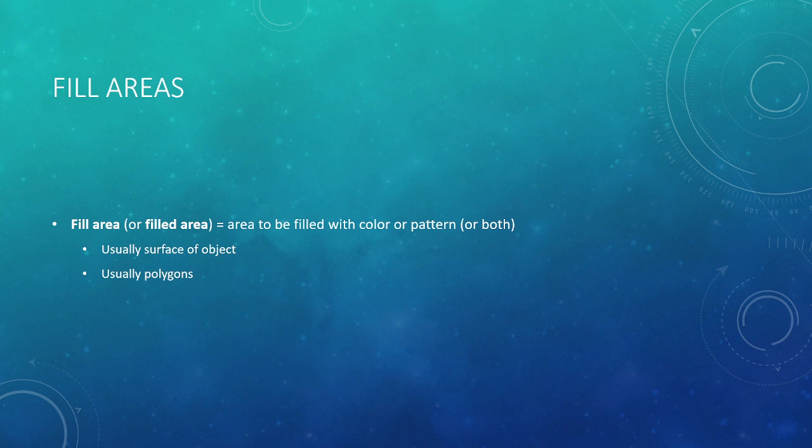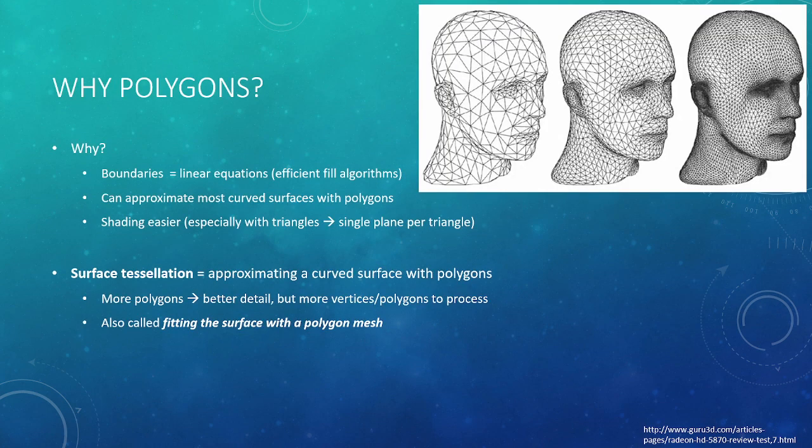Usually surface objects are represented by polygons. Polygon boundaries are equal to linear equations, so the fill algorithms can approximate most curved surfaces with polygons. Shading is easier. Approximating a curved surface with polygons: more polygons give better detail, but more vertices and polygons to process. This is also called fitting a surface with polygon meshes.